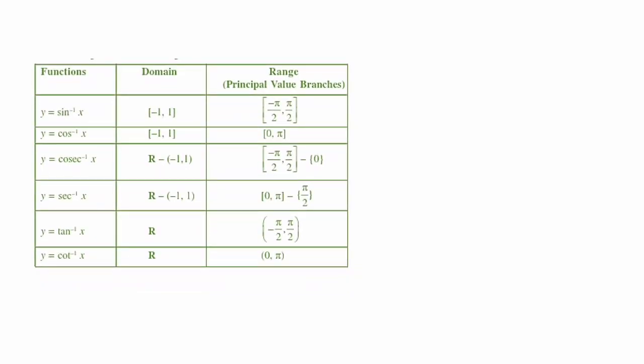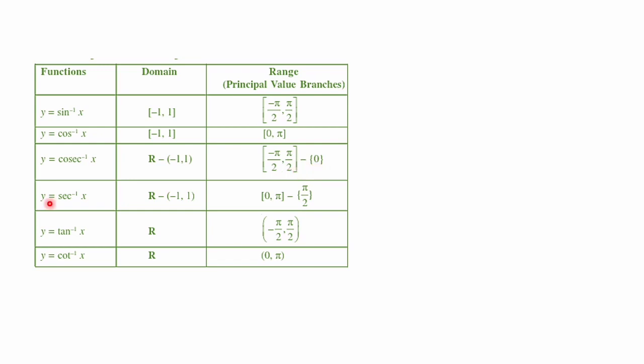Now let's summarize what we have learned so far about the domain and the range. Range means principal value branches, means the restricted range. So here for y is equal to sine inverse x, the domain is closed interval minus 1, 1, and the principal value branch or the range is minus pi by 2, pi by 2. For cos inverse x, domain is closed interval minus 1, 1, and range is closed interval 0, pi. And for cosec inverse x, the domain is R minus 1, 1, and the range is closed interval minus pi by 2, pi by 2, excluding 0.